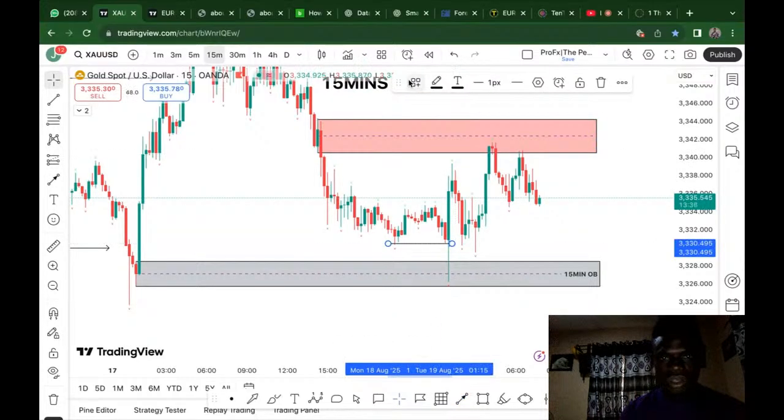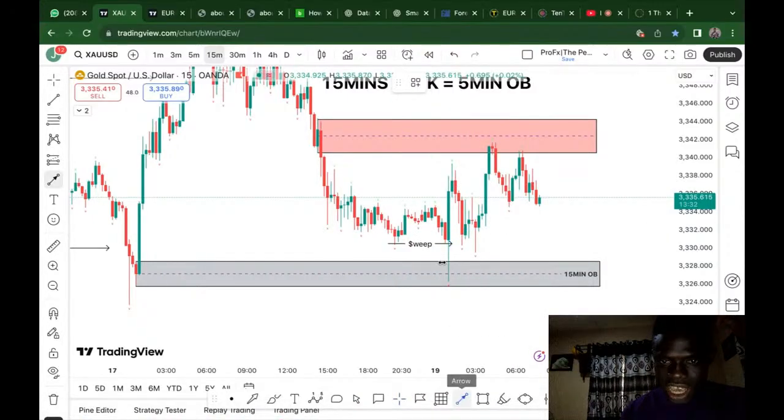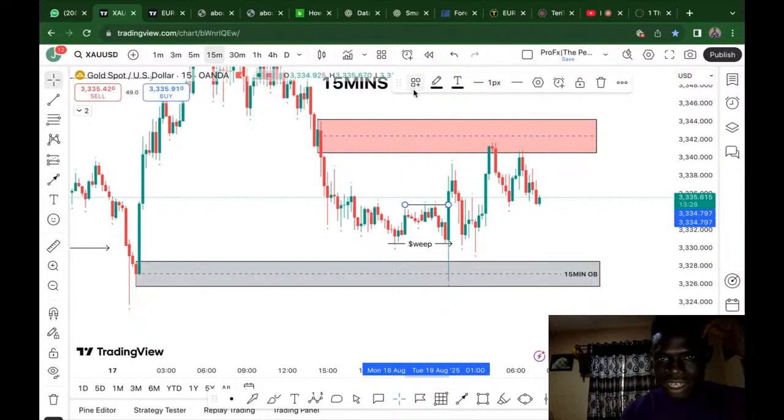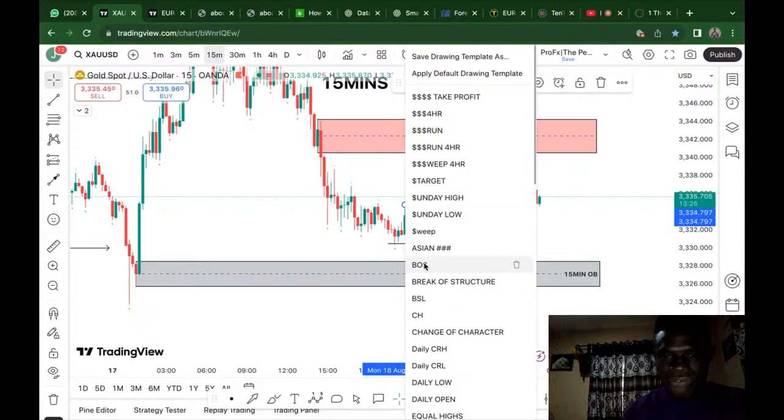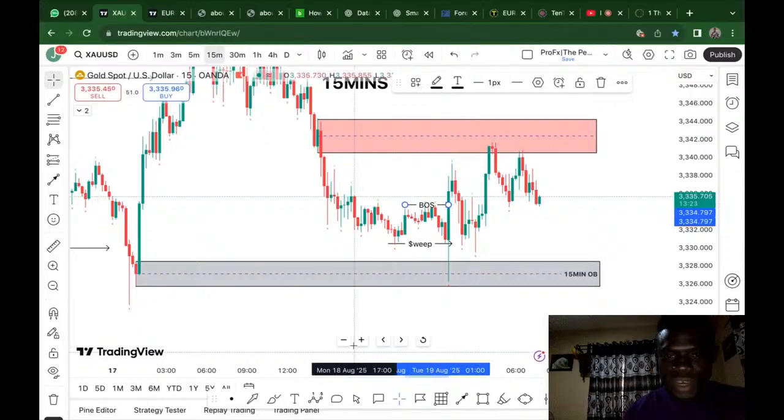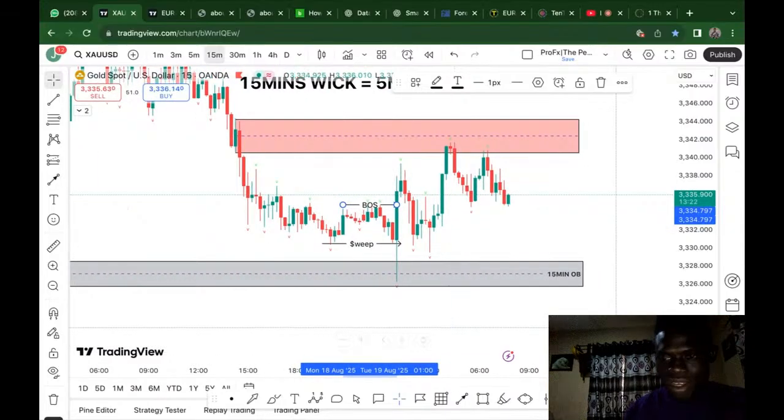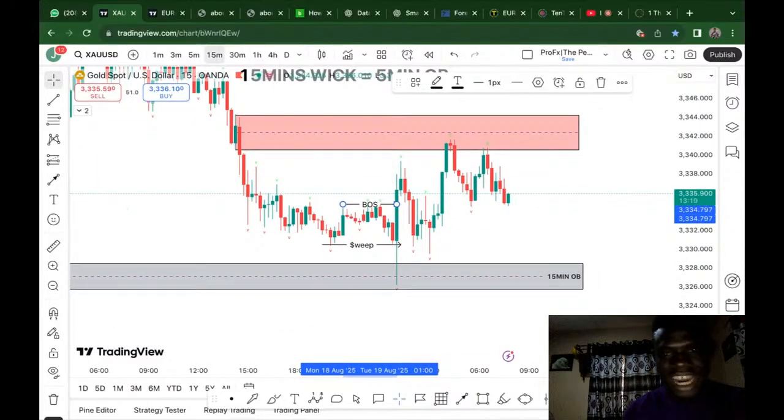Sweep into the other block and what? A break of structure, giving you a higher high. That is what you need to see for a direction. A sweep and a break equals direction.